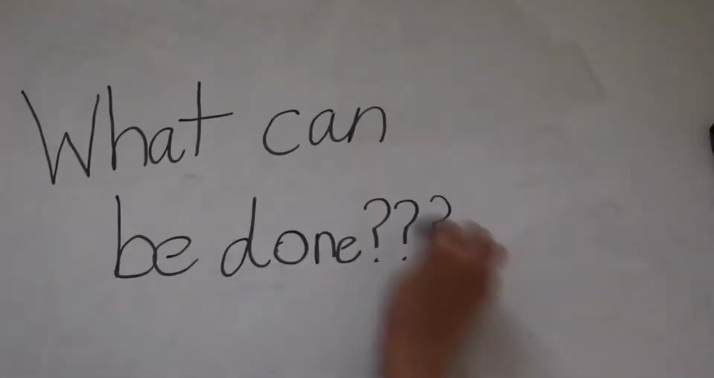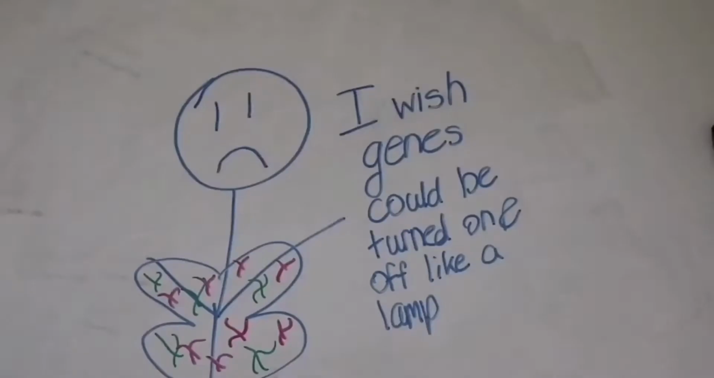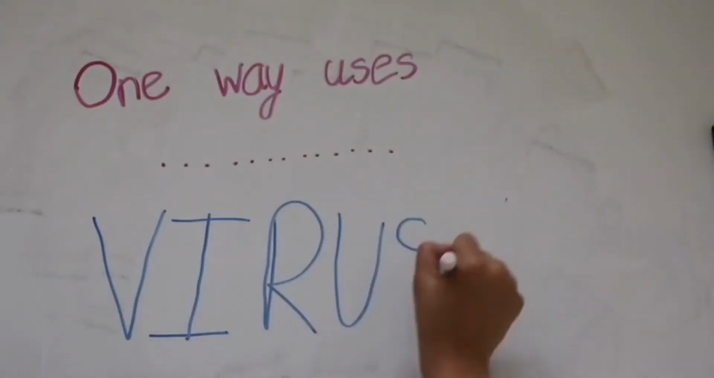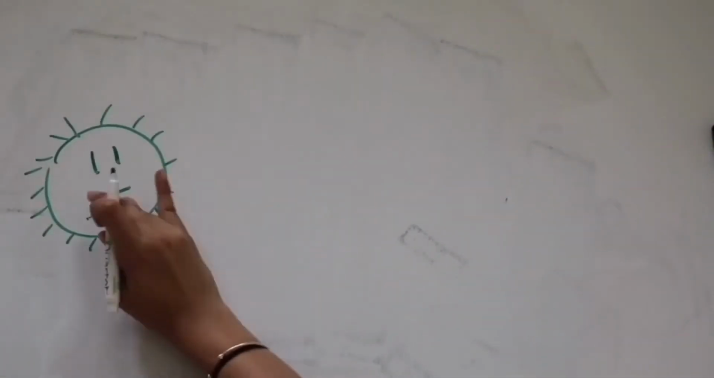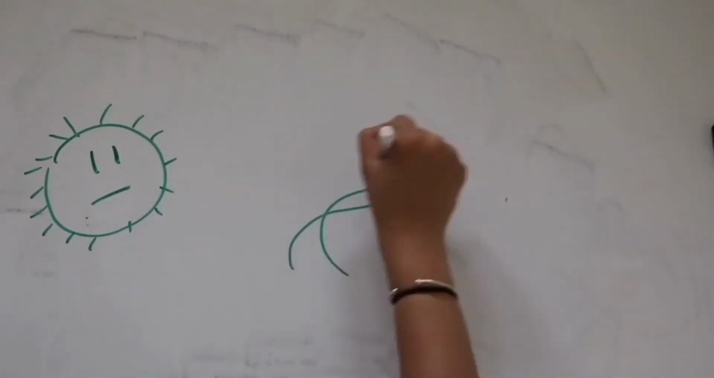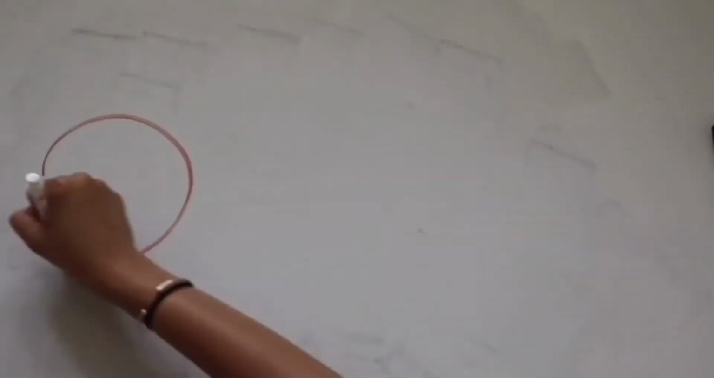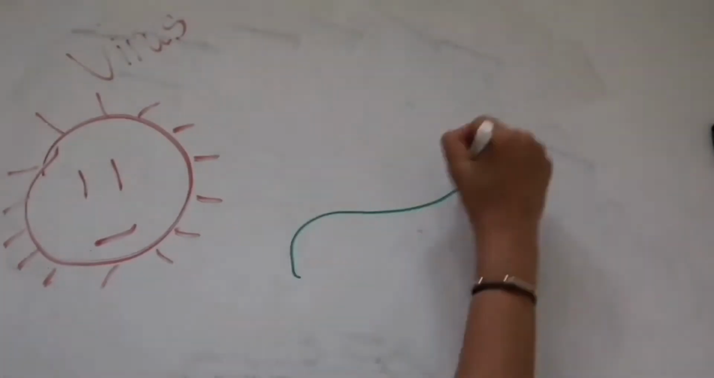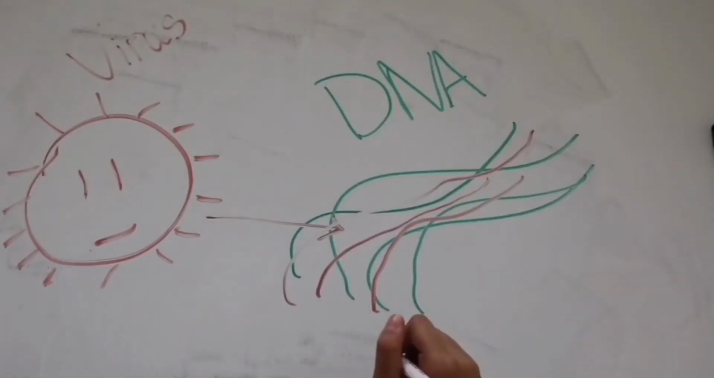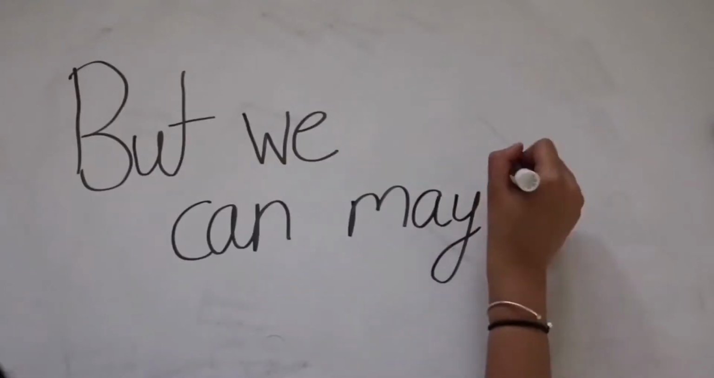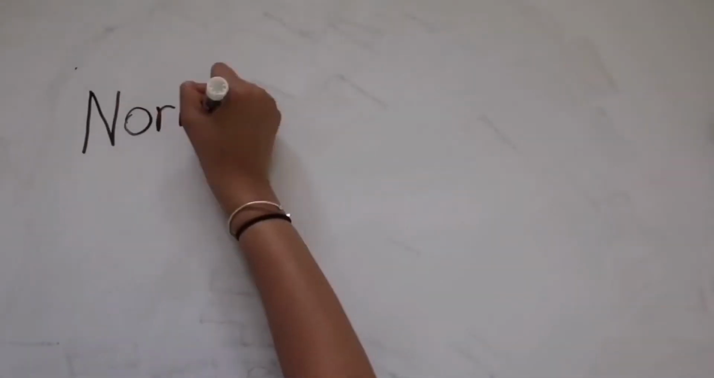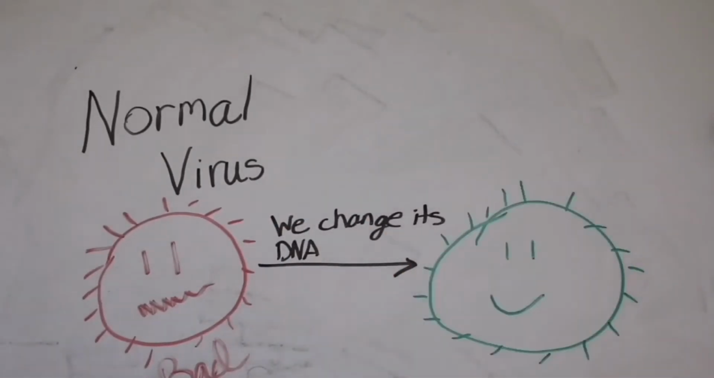But what can we do then? Our gene fairy wishes that we could turn genes on or off with a switch, or that we could insert pieces of genes. One way to do this uses viruses. Now, normally when we think of viruses, we think of these bad creatures that actually harm us. But in reality, viruses are sort of the carriers for the DNA. And if there's bad DNA, they're bad. But if there's good DNA, they can be good. So how exactly can we use this to our advantage? So our normal virus has bad DNA, but if we change the DNA, it can become a good, useful virus.